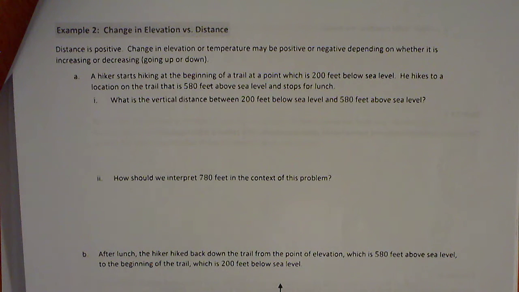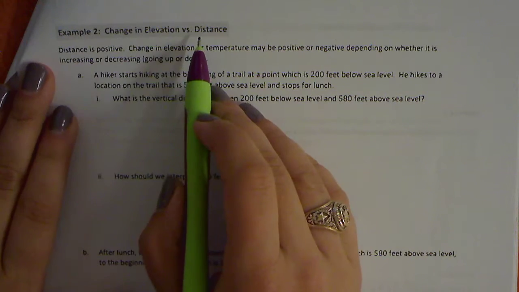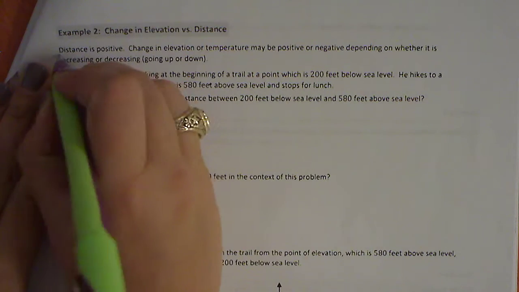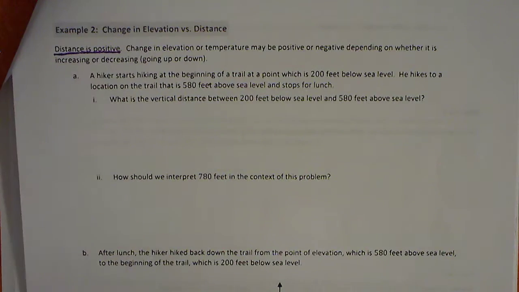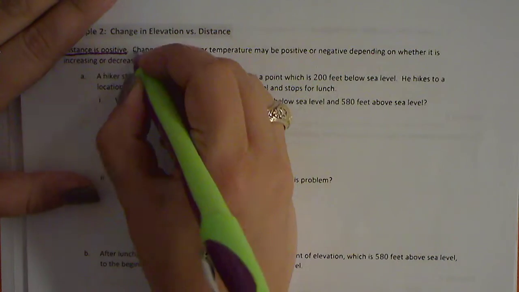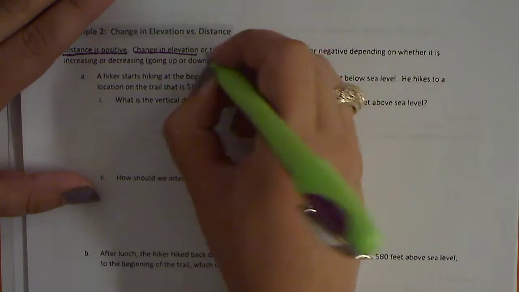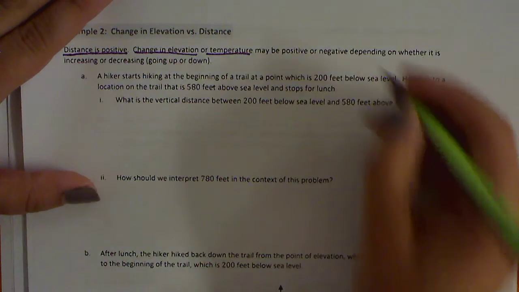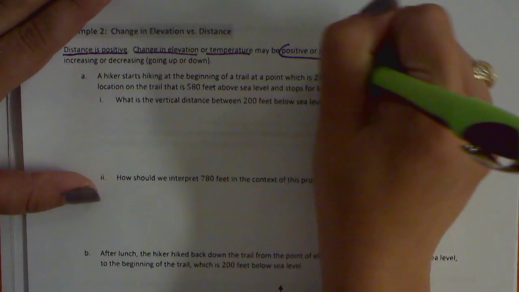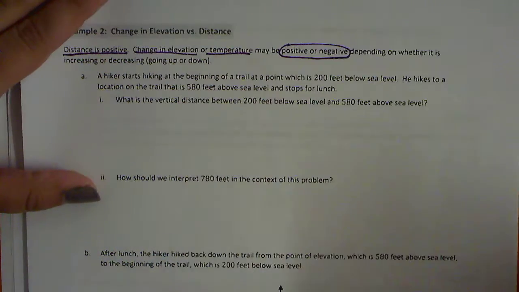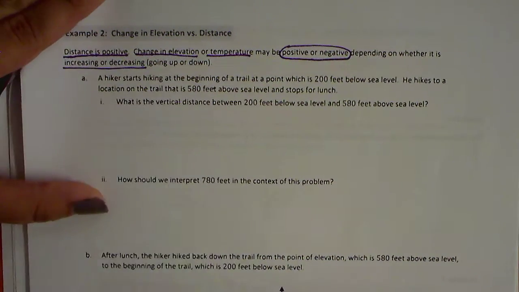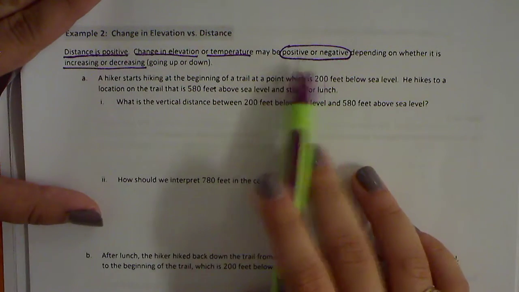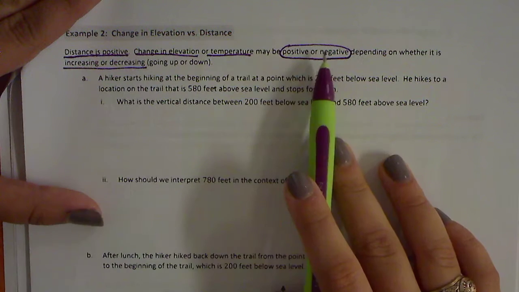Now we're looking at example 2, a change in elevation versus distance. We were talking about distance before. Distance is always positive. But now we're going to talk about how a change in elevation or in temperature can be positive or negative, depending on whether it's increasing or decreasing. So increasing, positive, decreasing, negative.